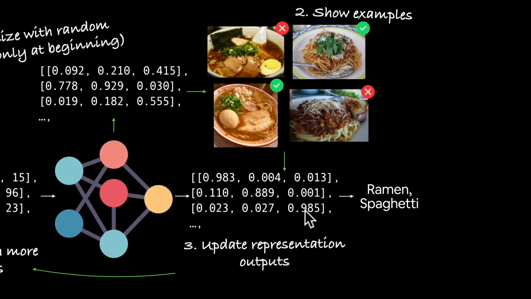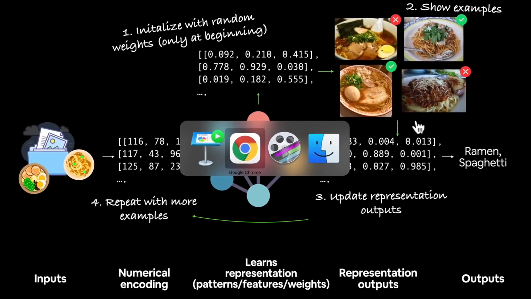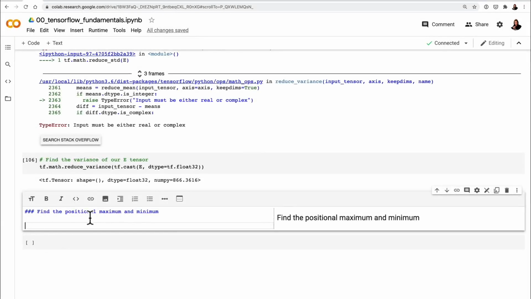So that's what I mean by finding the positional maximum and minimum. At which index of the tensor, or of this row, does the maximum value occur? In this row, it occurs at the 0th index. In this row, it occurs at the first index. And in this row, it occurs at the second index. But let's have a look at how we might do that in code.